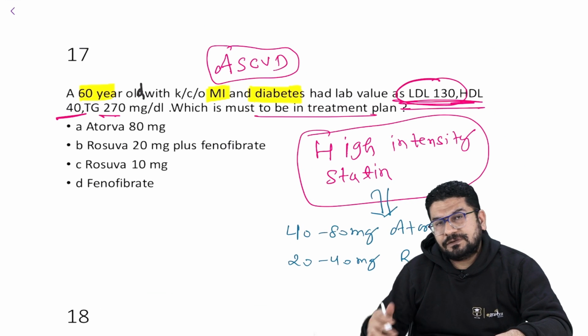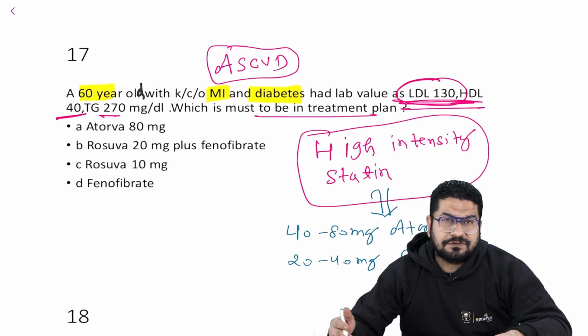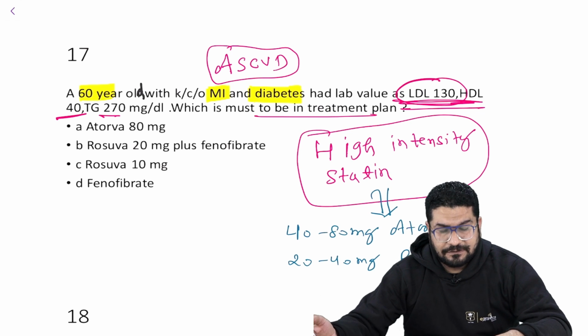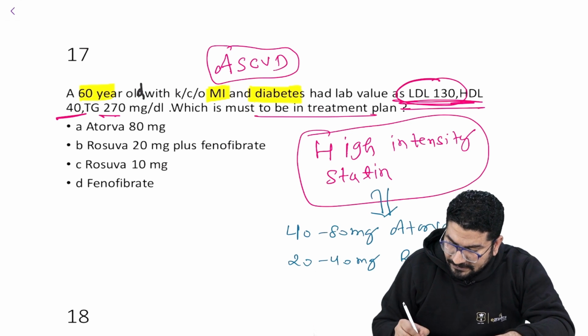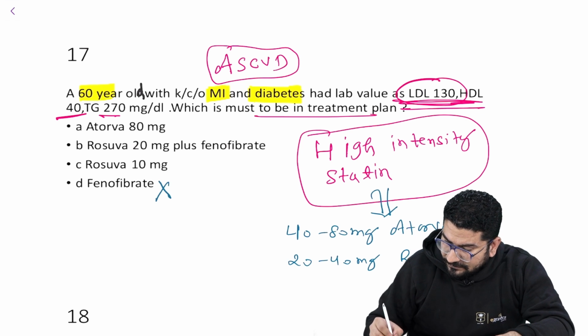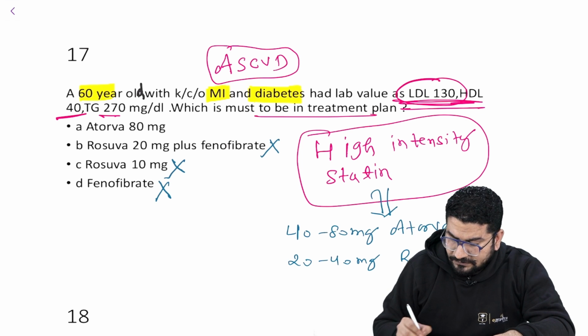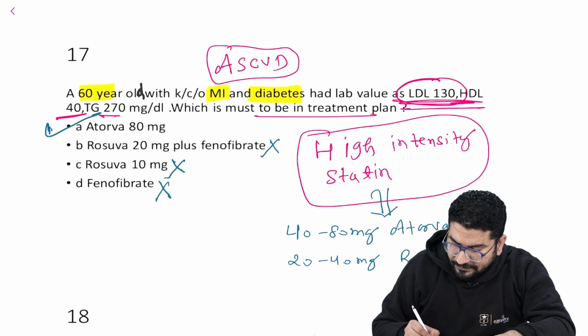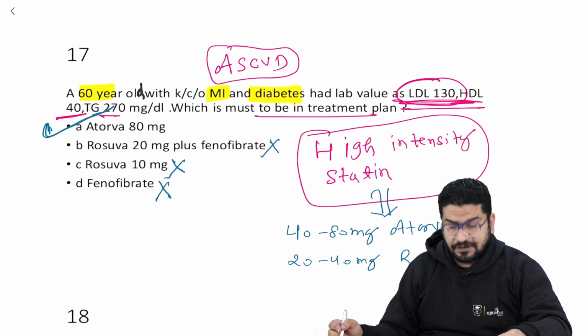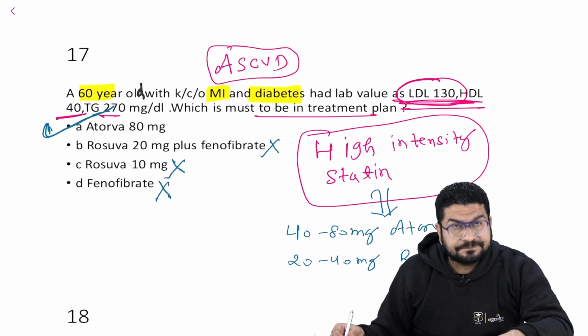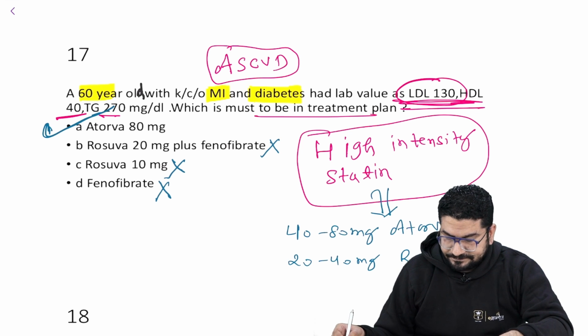HDL is normal, so we have nicotinic acid that we can use to raise the HDL, but that is not given. Fenofibrate is not the answer because our goal is to reduce the LDL, so I'm ruling out fenofibrate. Rosuva 10 mg is not the dose. The dose is atorva 40 to 80. So the answer for this question is atorvastatin 80 mg. Clear?